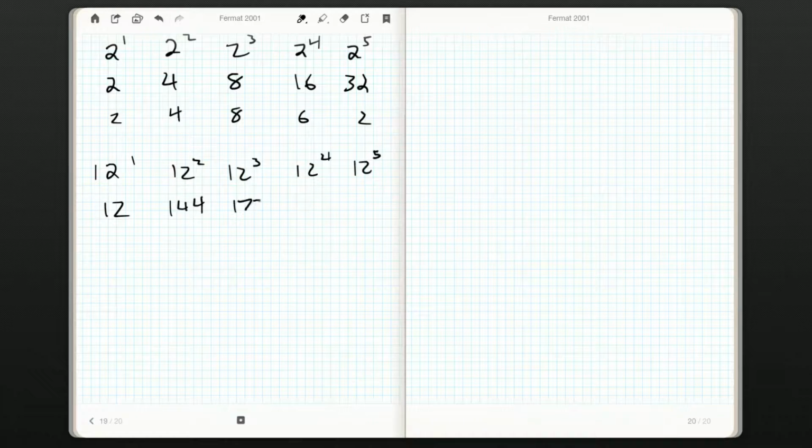144, I think it's 1728, but I will grab my calculator and make sure I'm doing proper calculations on air. Yep, 1728. Then 20,736, and then 248,832. But if we just look at the units digits, we have again 2, 4, 8, 6, and 2.